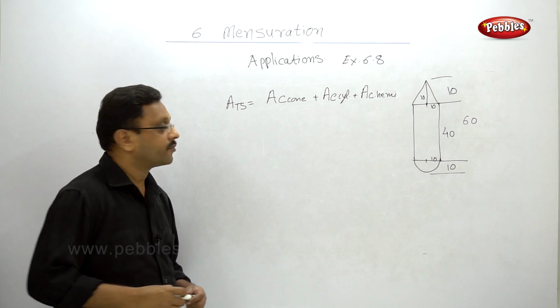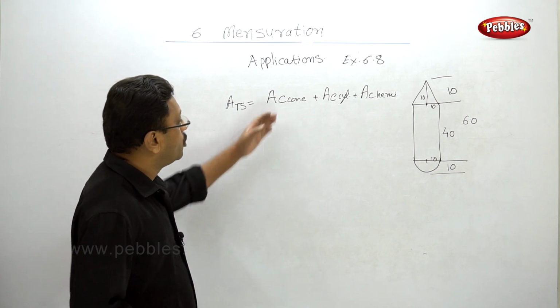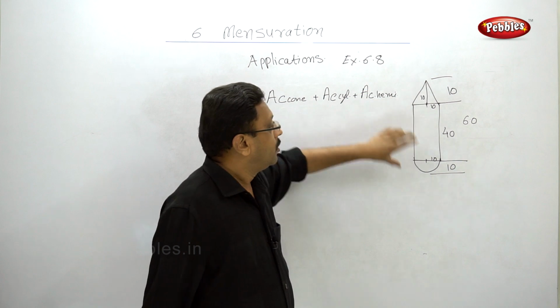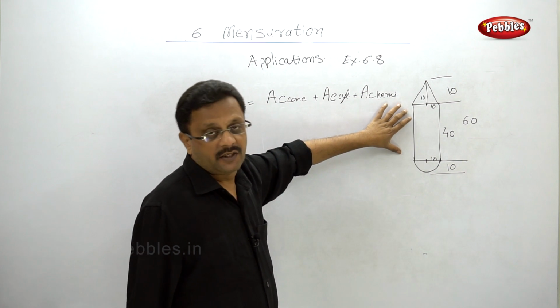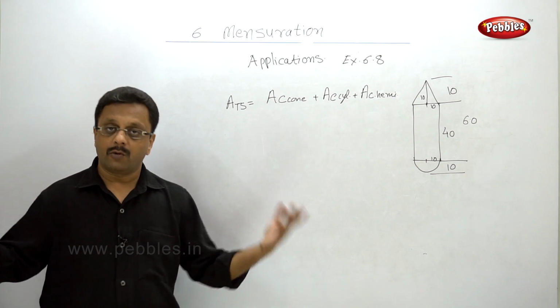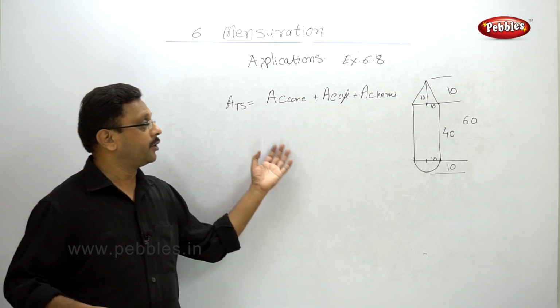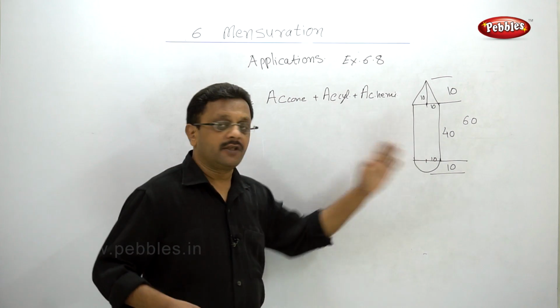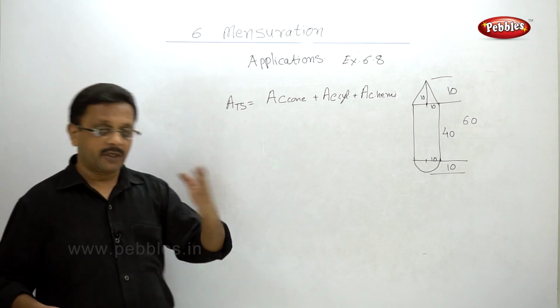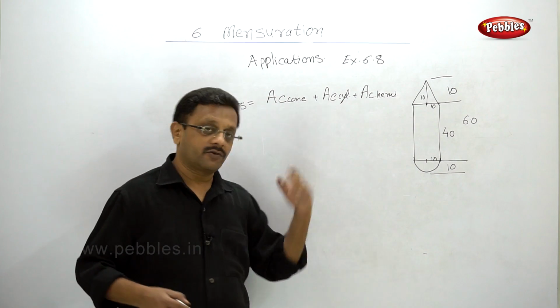Correct? Very simple. You know all the formulas. Cone, curved surface area, you know how to find out. Cylinder, curved surface area, you know how to find out. And hemisphere, curved surface area, you know how to find out. Just substitute these dimensions in the figure and calculate the total surface area of this toy. Please pause your video here and solve this question.